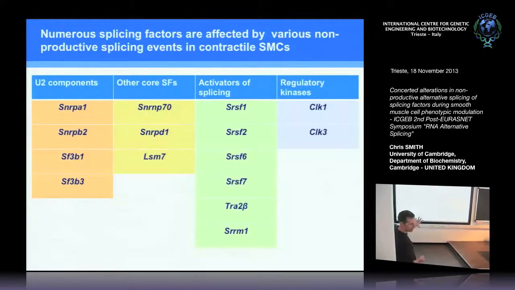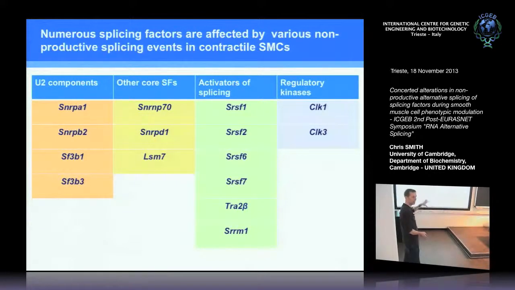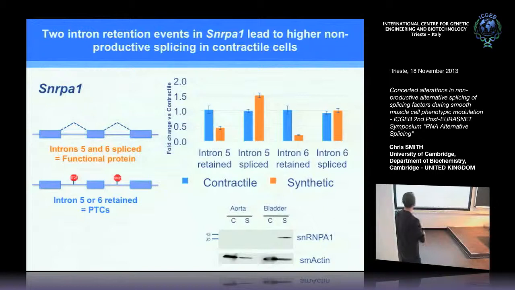So when we went back and looked at all of the splicing events, apart from intron retention, we found that many different types of non-productive alternative splicing event were affecting splicing activators, SR proteins, but also core U2 SNRP components, some U1 SNRP components, U1 70K, and also the regulatory kinases. So what I'm going to do now is just go through some of these events and show that the array predictions were correct. But the key thing is, in every case, the alternative splicing event is predicted to downregulate expression in the contractile phenotype. So first example, SNRPA1. So this is the U2A prime protein. There's a pair of retained introns here.